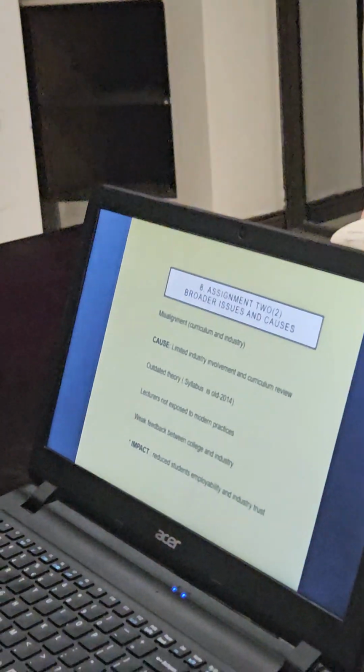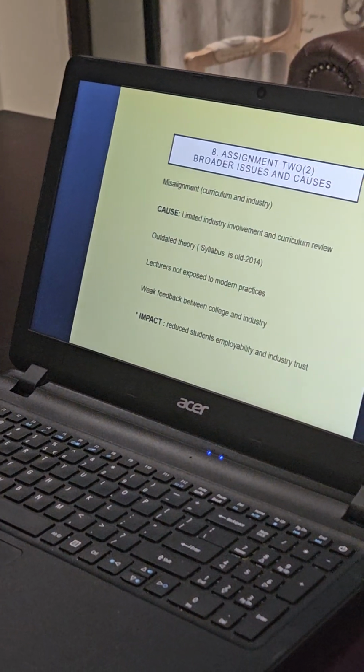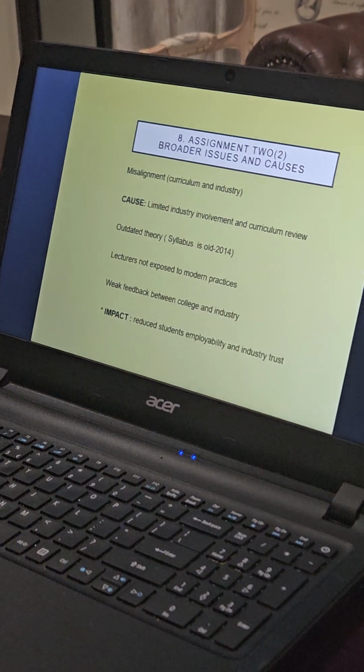So for us to be able to understand the structural analysis, we said that mostly it is the misalignment of curriculum and industry that causes limited industry involvement, and the cause for that is limited industry involvement at curriculum review. Our curriculum is outdated, so we need to review it. Outdated theory because of the syllabus that is old as well. Lecturers are not exposed to modern practices. This was also elaborated in my assignment 1 when we were talking about lecturer development.